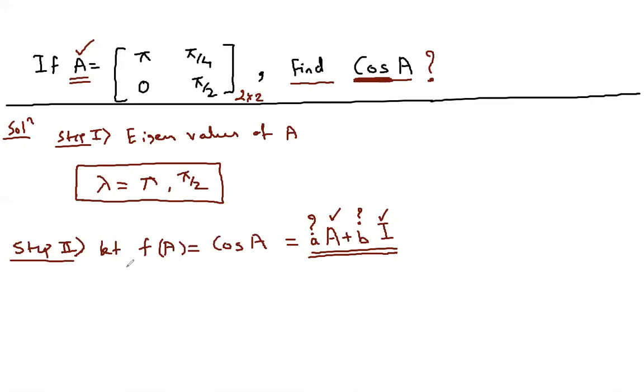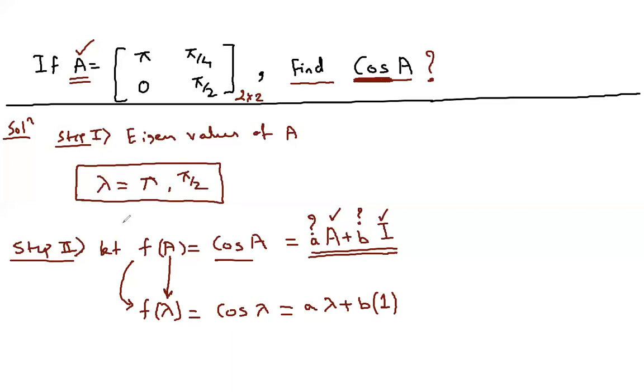Now what you will do is you will write this f of A as f of lambda. So now I'm replacing A with lambda. We will do that everywhere, here as well as here. So now this will be cosine of lambda equals the small a, which is an unknown, times lambda plus b, and this identity matrix will become 1, right?